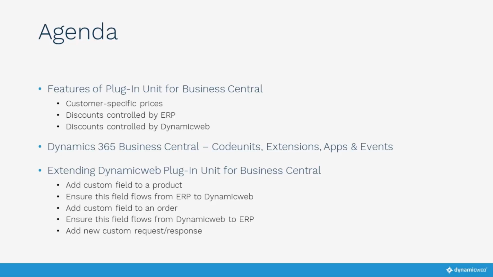And then finally, we're going to talk about extending the plugin unit that we provide for Business Central. We're going to revisit an extension scenario that we showed in the previous session, and then round it off and finish it by looking at the custom fields on the products and orders that made that scenario possible.